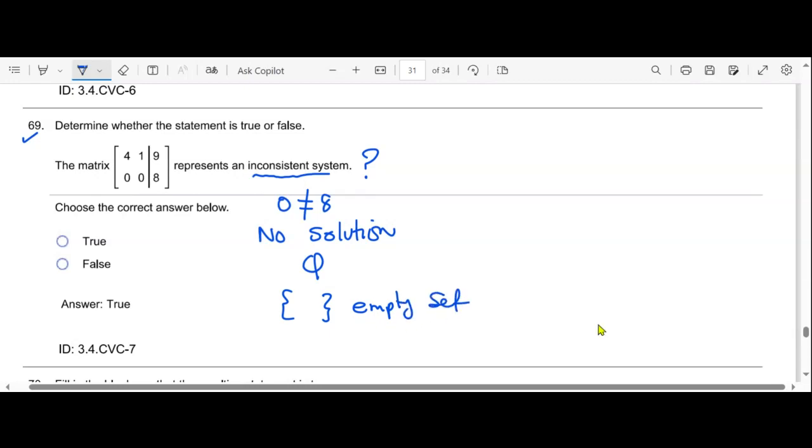Is this clear? Yes. How, if we calculate it, 0 does not equal 9? Very good question. You see this one here? Is 0 equal 8? No. So there is no solution.